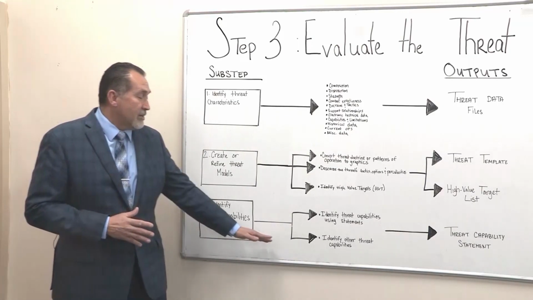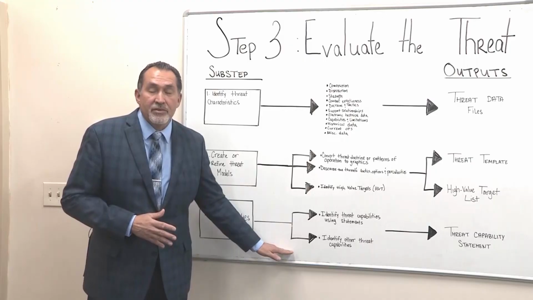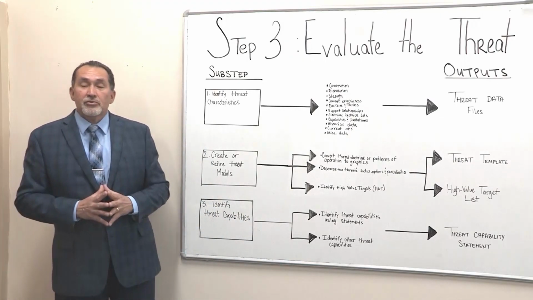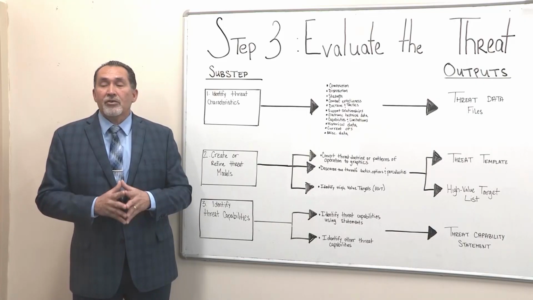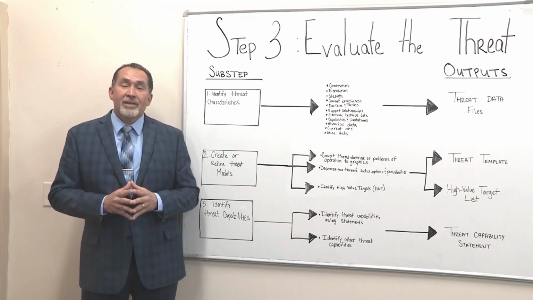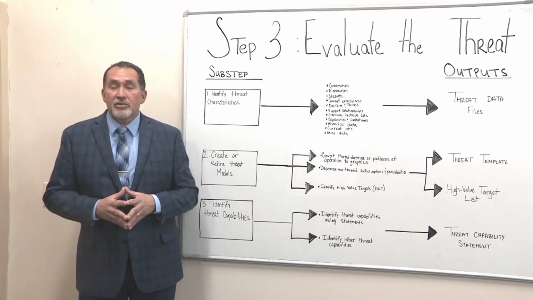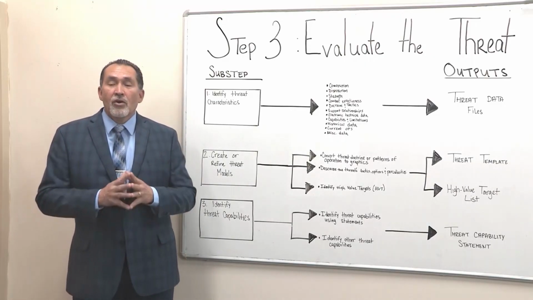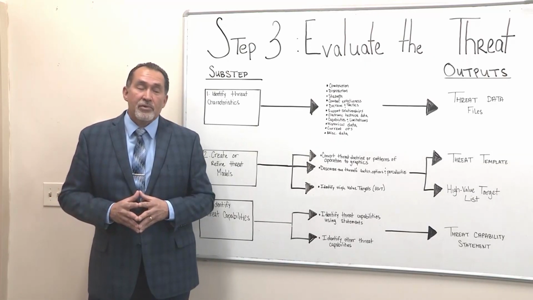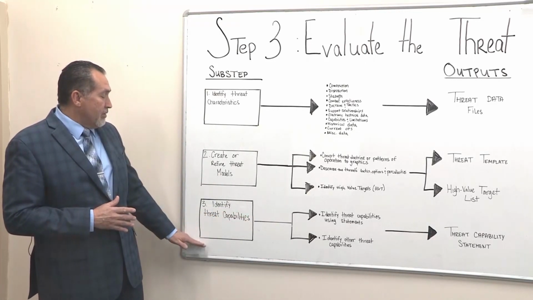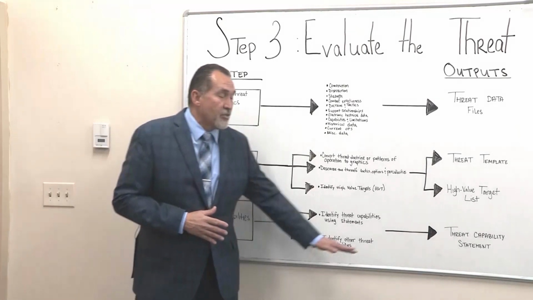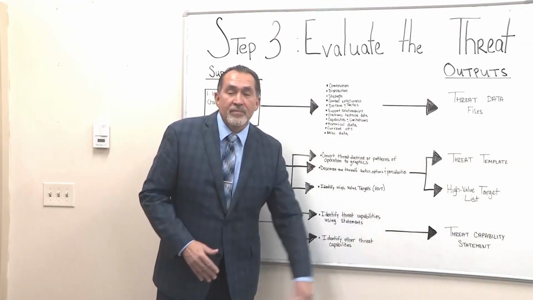Task number 2 is identify other threat capabilities. Other threat capabilities include support to courses of action, which may include attack, defend, reinforce, or retrograde. An example of these operations include intelligence collection or use of CBRN operations. The output for identifying the threat capabilities is the threat capability statement.